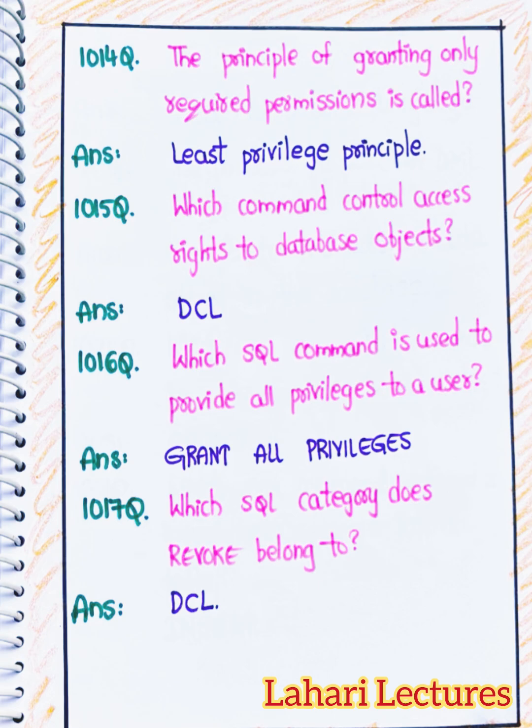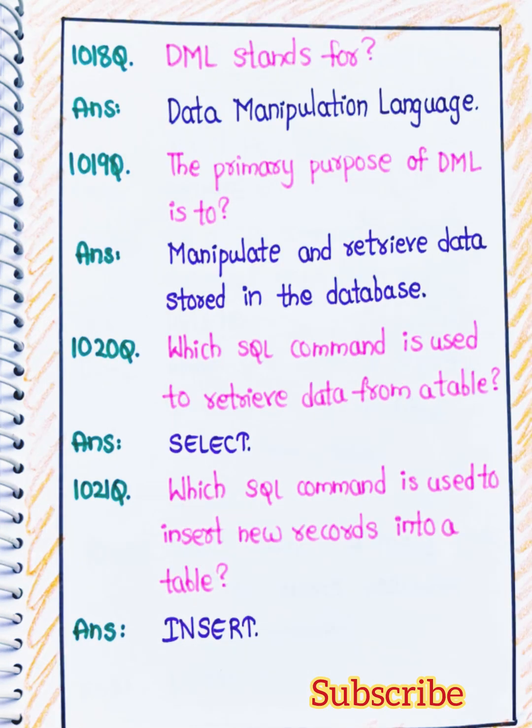The principle of granting only required permissions is called least privilege principle. Which command controls access rights to database objects? DCL. Which SQL command is used to provide all privileges to a user? Grant all privileges. Which SQL category does revoke belong to? DCL. DML stands for Data Manipulation Language. The primary purpose of DML is to manipulate and retrieve data stored in the database.